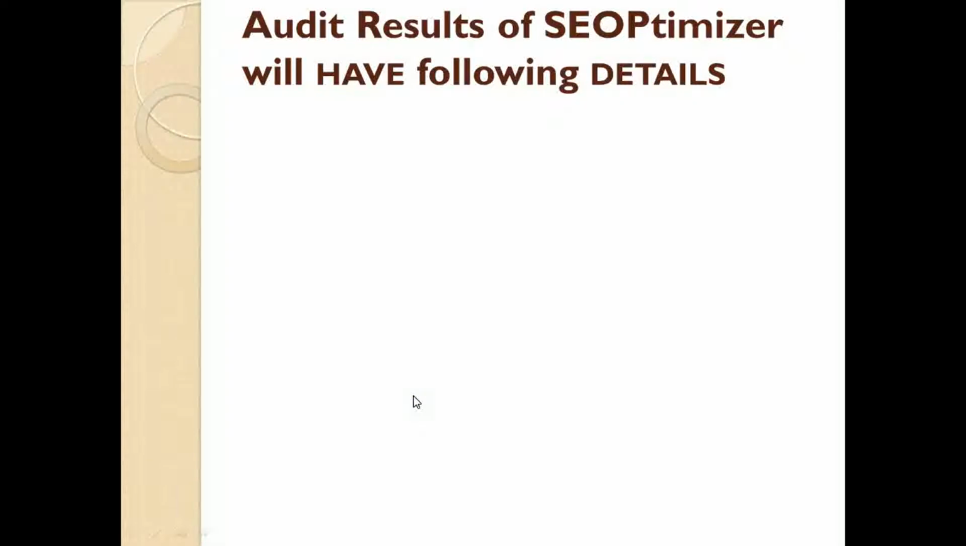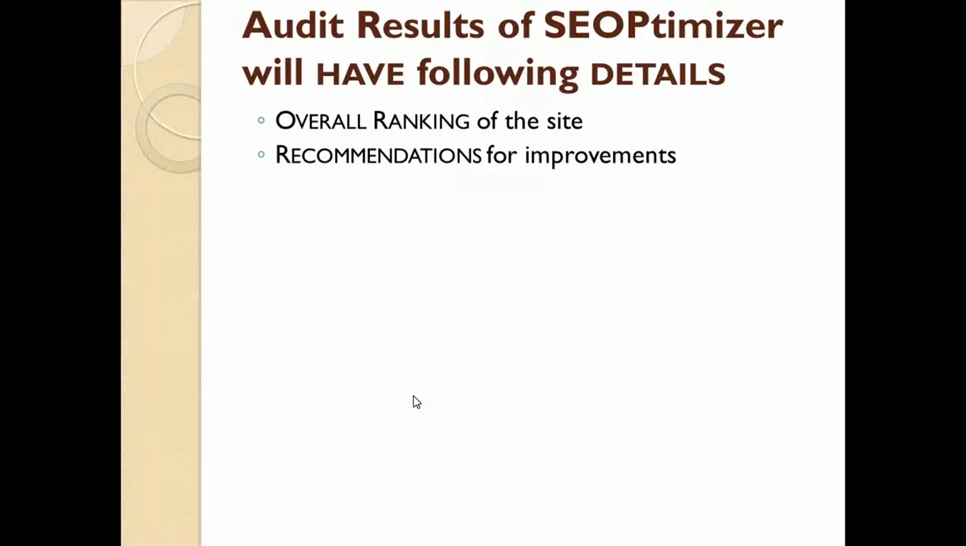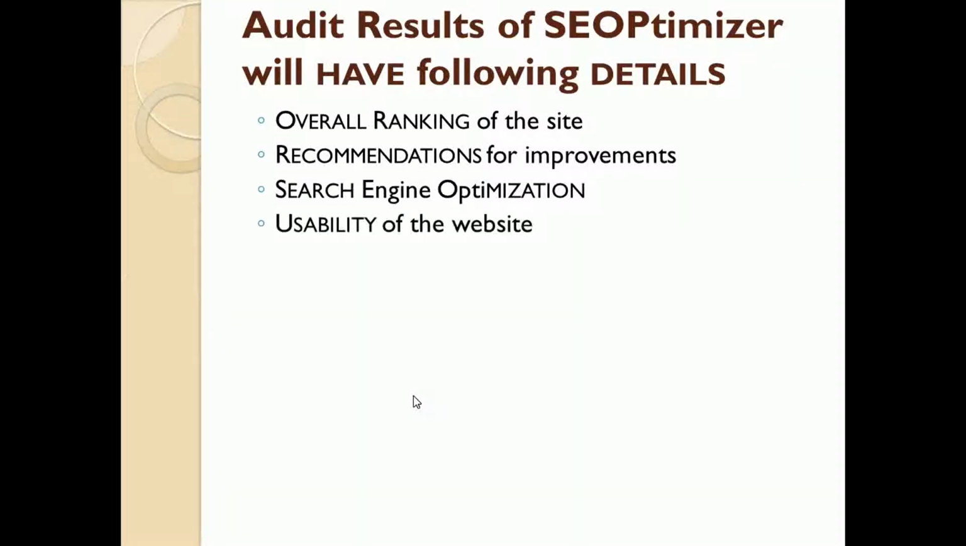The next topic is that the audit results of the SEO Optimizer will have the following details. Once you audit the pages, at the end you are going to optimize them. So let's see the details. First, the overall ranking of the site. Second, what kind of recommendations there are for improvements. Third, search engine optimization. Fourth, usability of the website.